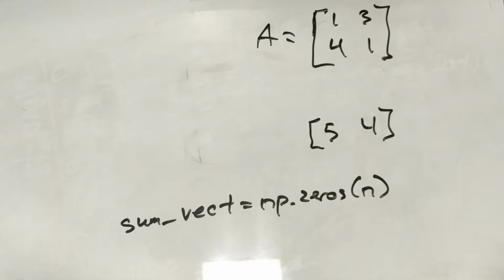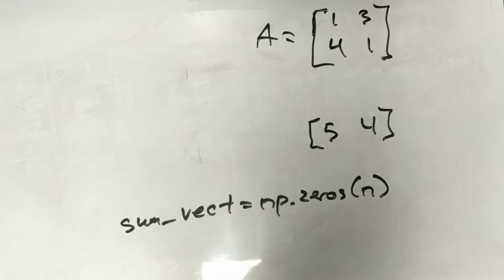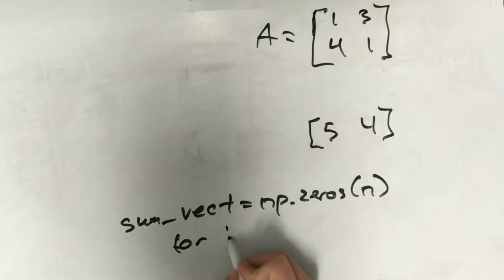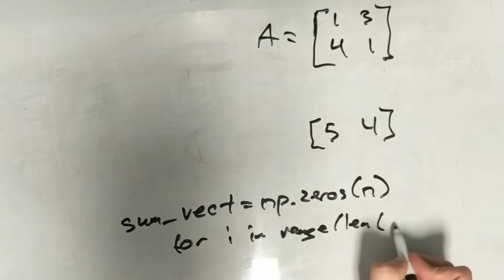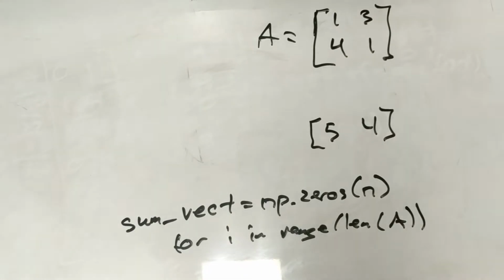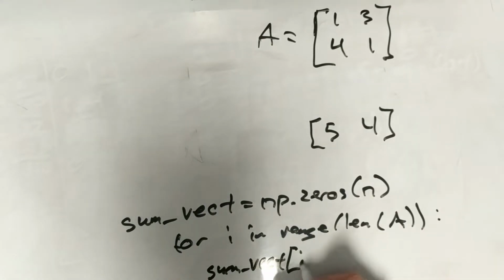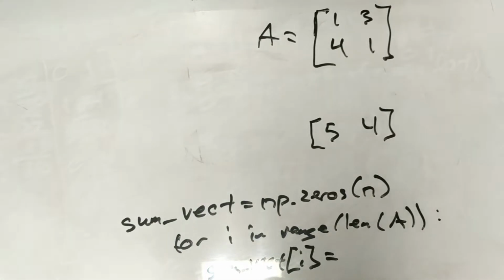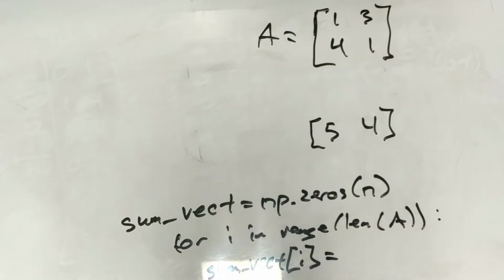And then what I would do is I want to look at all the columns. Because this matrix is going to be n by n, the length of the columns is the length of the rows. So I do something for i in range of the length of A. That will look at all the columns, or the amount of rows, depending on how you look at it. And I want to say sum vector at i equals, so let's say sum vector at 0 equals the sum of the first column.